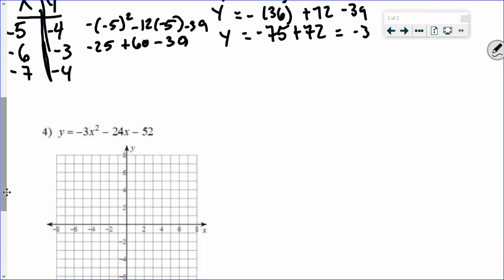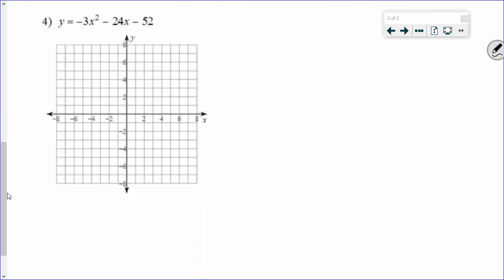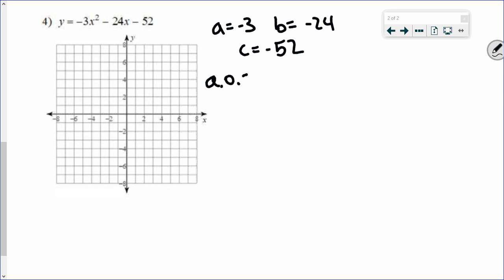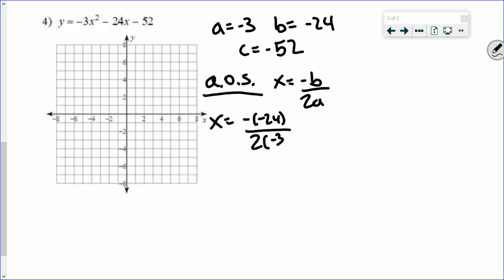There we go. Alright, so A here is negative 3. That'll change some things. We'll see how that changes our parabola. B is negative 24, and C is negative 52. So when we go to find the axis of symmetry, negative B over 2A. So negative B, that's negative 24 over 2 times A, which is negative 3. So positive 24 over negative 6. So that ends up being negative 4. So x is negative 4. That is our axis of symmetry.